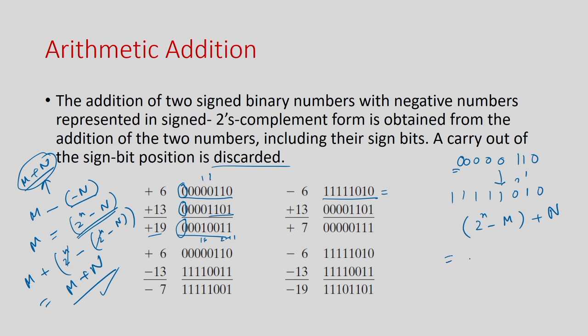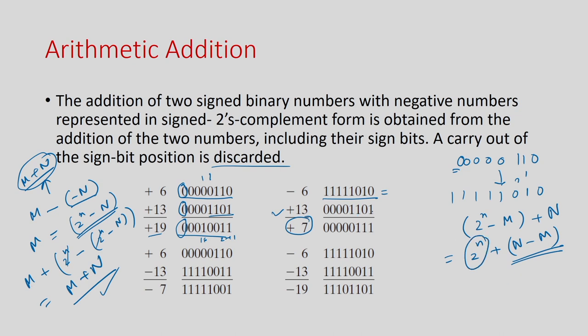So, what is going to happen here? So, 2 to the power n plus n minus m, right. So, you are effectively going to get n minus m, n is greater here, it is a positive number, right. So, the result will always be 7, right. If you do this addition, the carry will be discarded and this will be the result.